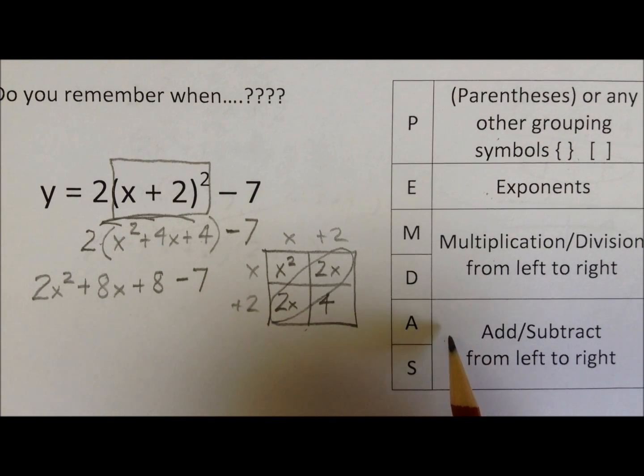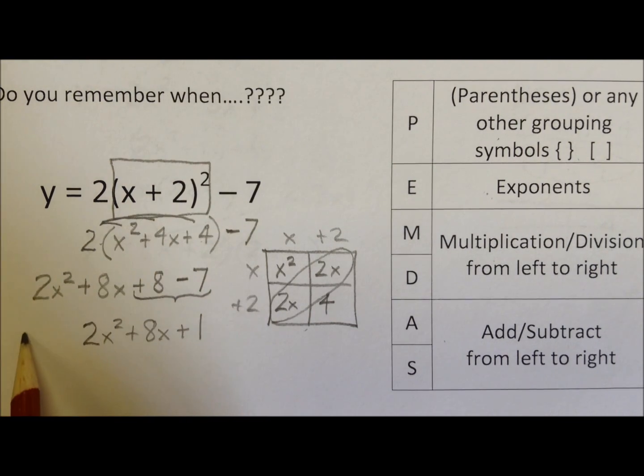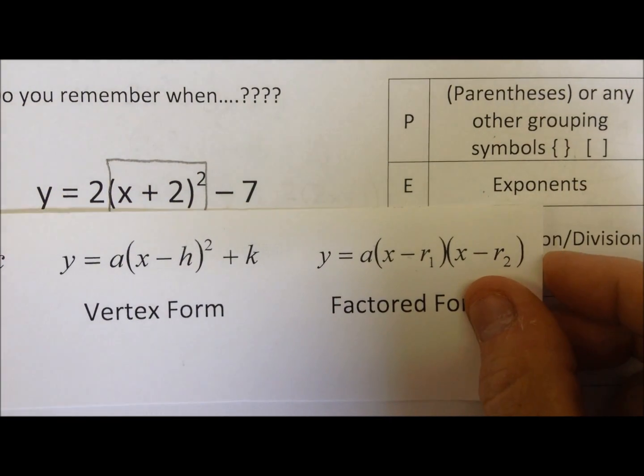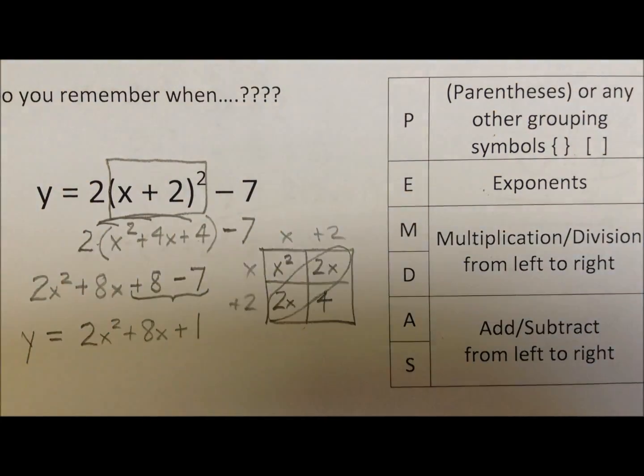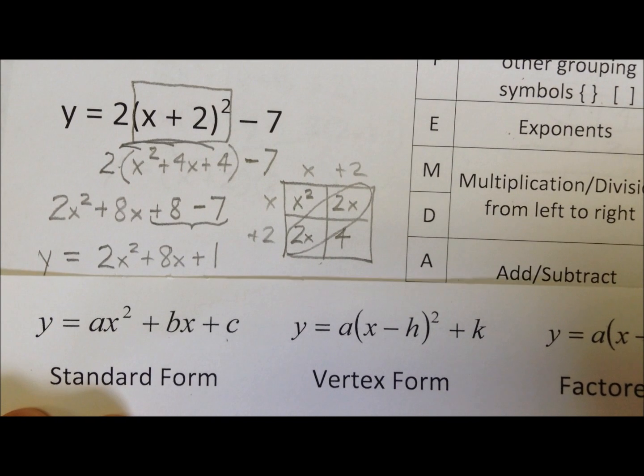So now I'm down here on adding and subtracting. The only like terms I have now are these two guys. So now I get 2x squared plus 8x plus 1. And I remember that this is an equation, so I need my y equals. And look what I've just done. I've gone from vertex form to standard form, where a is 2, b is 8, and c is 1.